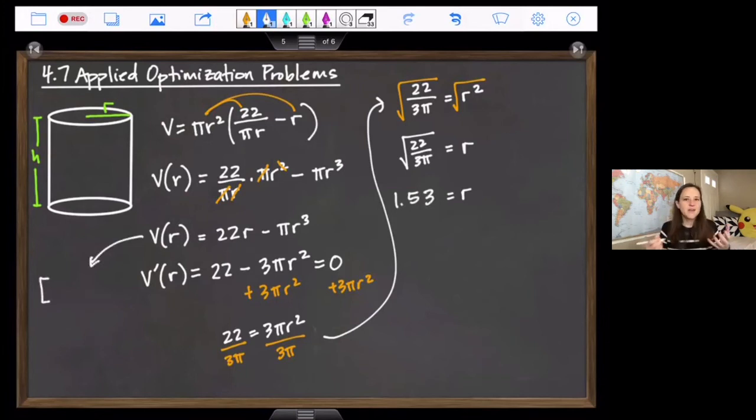Our low bound again can be 0. So we can pick the ridiculous can that's going to have no radius. It's going to be all height, which obviously you can't put any soup in. So that would be our low bound.